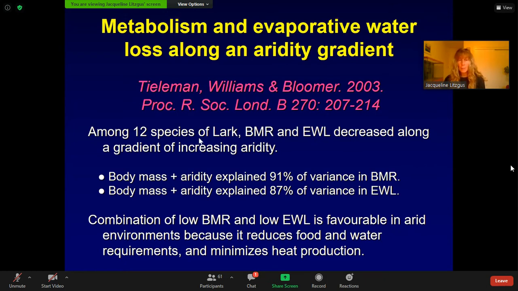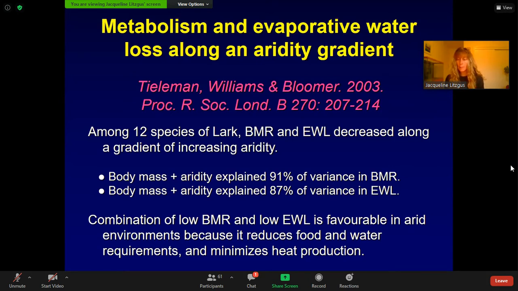And they found that among those species, basal metabolic rate and water loss decreased along a gradient of increasing aridity. So the punchline of this study was that when you combine this low basal metabolic rate and low evaporative water loss, those are favorable things to have in these dry, arid environments. This is adaptive because it reduces the food and water required and minimizes heat production, right? If you're living in a hot, dry desert, it would be really good if you weren't losing all your water, right? So it shows that adaptation. So as predicted, the basal metabolic rate and evaporative water loss decreased along a gradient of increasing hot dryness.